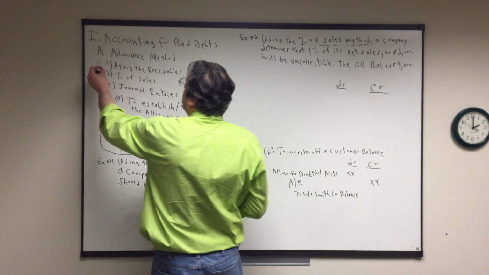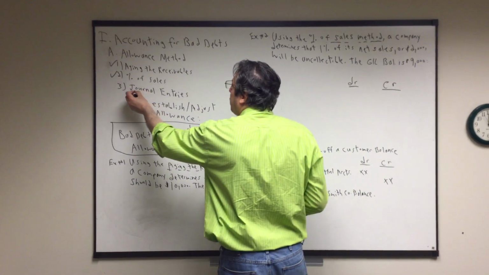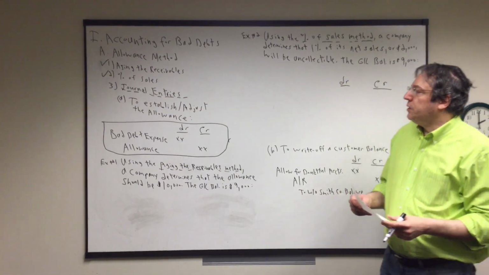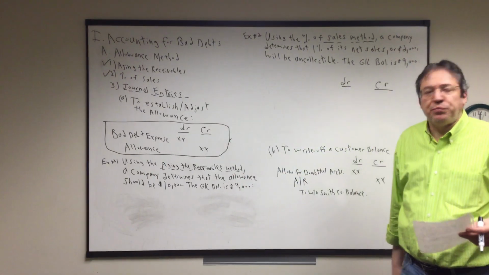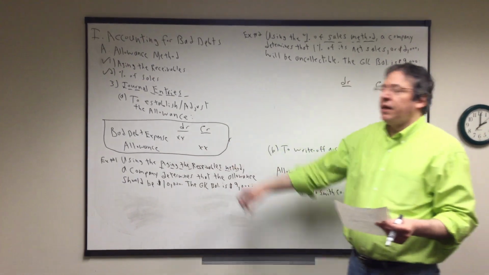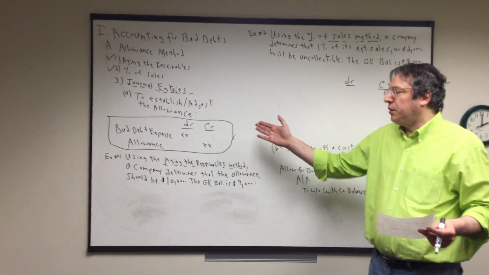Alright, so we already discussed aging of receivables, we discussed percent of sales method, and today we're going to look at related journal entries. So the first journal entry you should know is the journal entry to establish or adjust the allowance for doubtful accounts. And it's very simple. You just debit bad debt expense, and you credit the allowance for doubtful accounts. So this would be to increase the allowance. If you wanted to decrease the allowance, it would be the opposite.